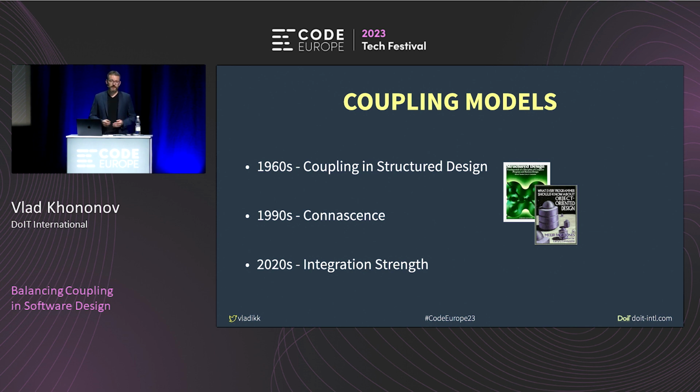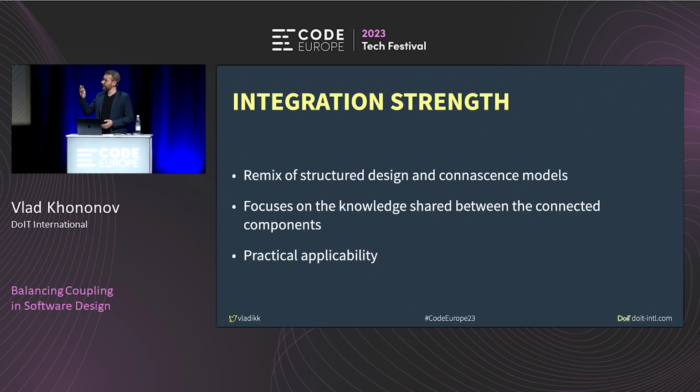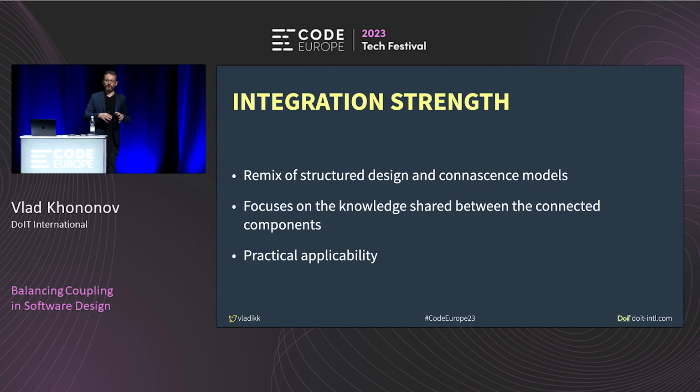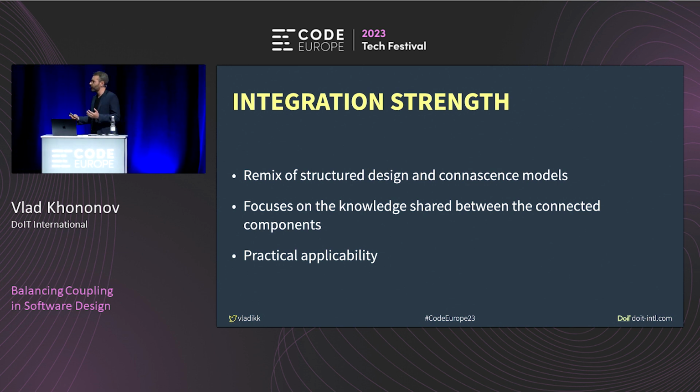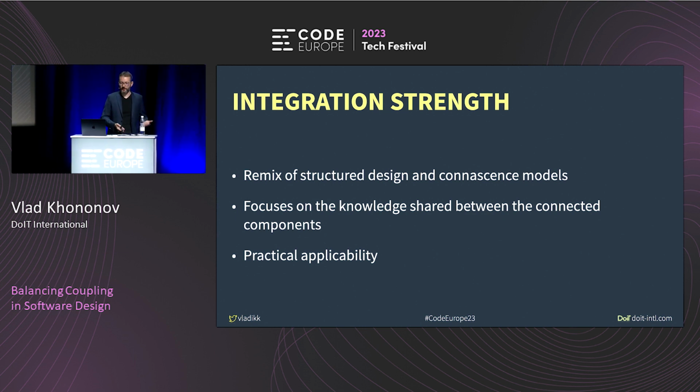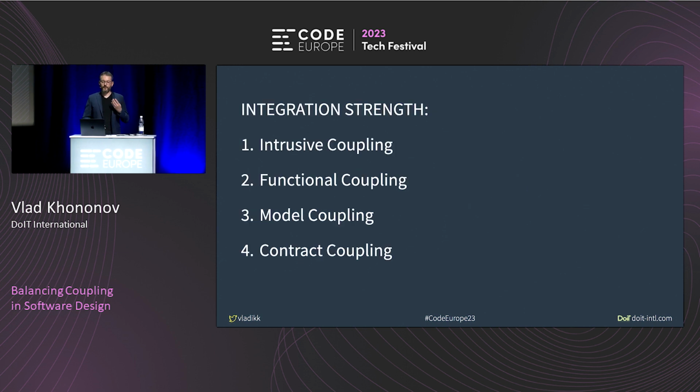And I want to show you something that I've been using for quite some time now. And that model has been really, really useful for me. I called it integration strength. And now is the time to start memorizing things. So integration strength combines those previous 2 models into a model that is more convenient to use. It should be more practical and more approachable. It's composed of only 4 basic levels: intrusive, functional, model, and contract coupling.